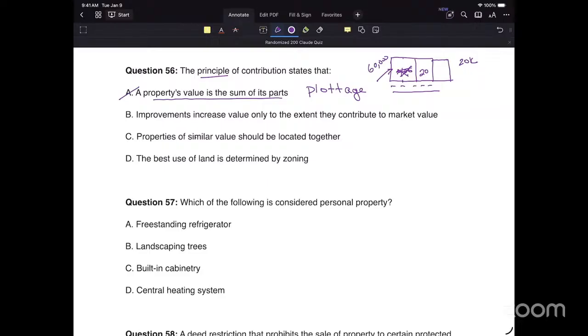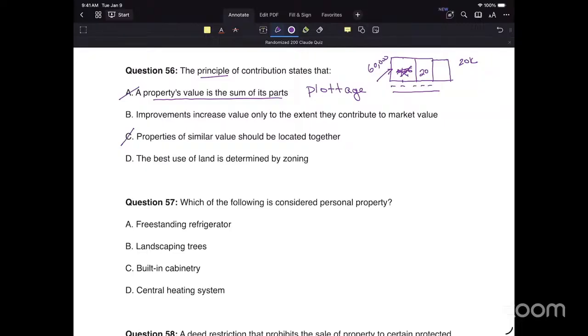B, improvements increase value only to the extent they contribute to the market value. Okay, I don't hate that one. You got C, properties of similar value should be located together. Well, that is not what that says. There's no principle that says you've got to keep things together. There is a principle that says conformity, that things keep their value when they are around other properties that are similar, but that's not this one.